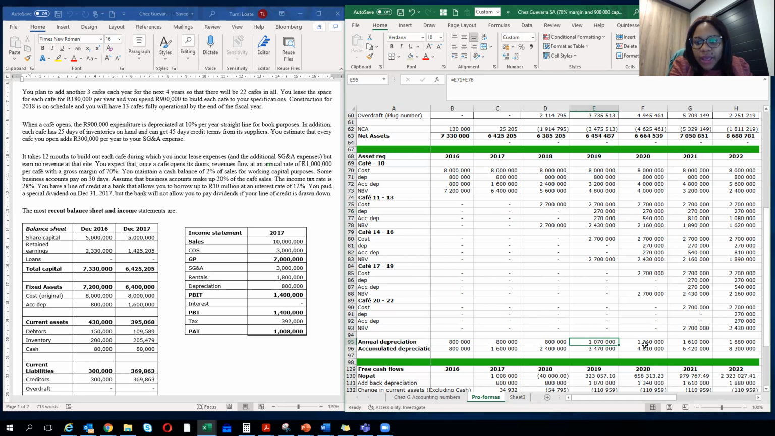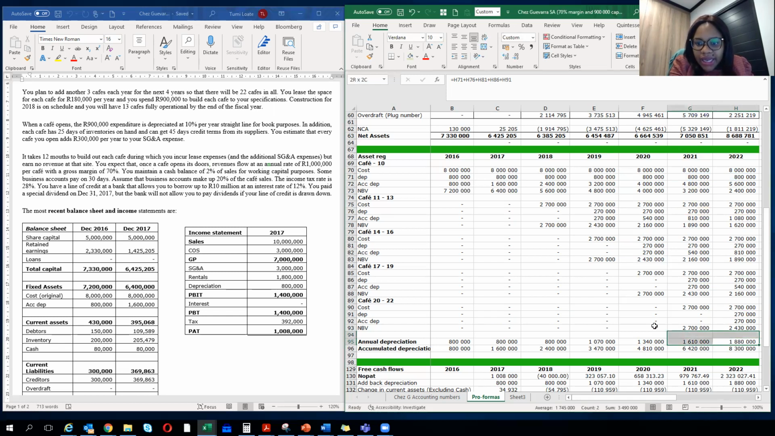The following year, it's your 800,000 plus the 6 stores now that are being built, the first initial 3 and the second set of 3. 2021, the original 10 stores plus the 3 sets now of the 3 stores. And then lastly, in 2022, the original 800,000 plus the 4 sets of 3, which is the additional 12 store cafes that we've built, that will get you to a depreciation of 1,880.